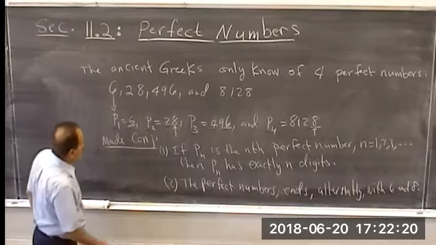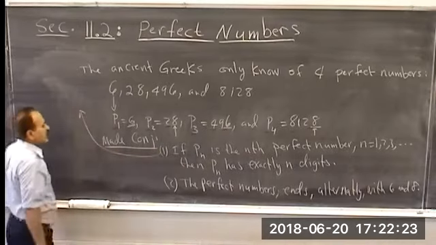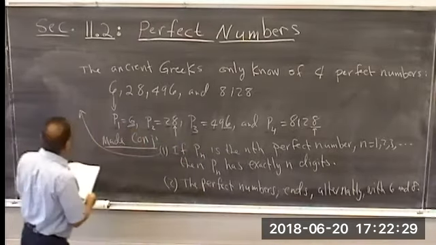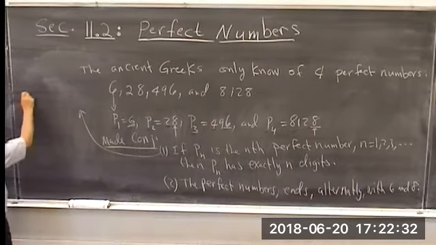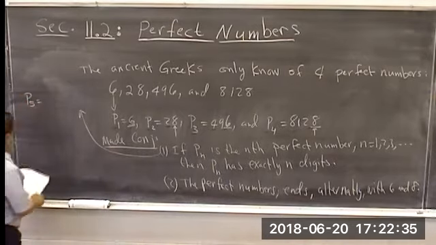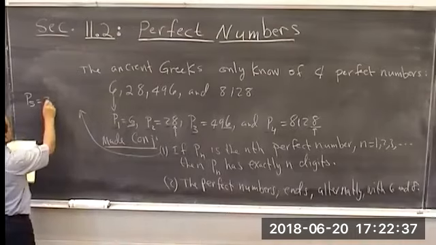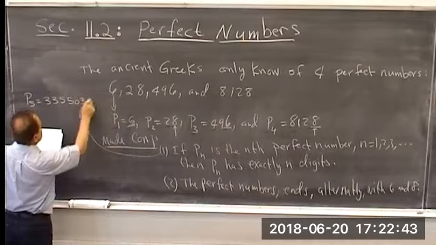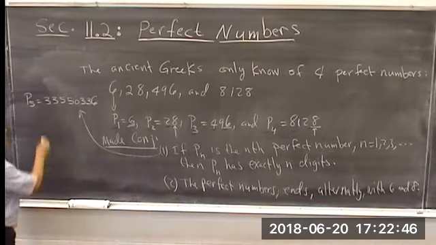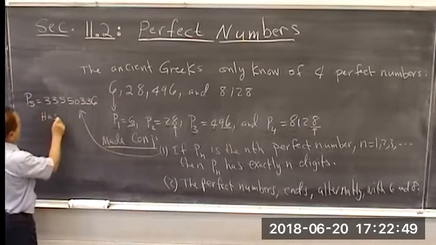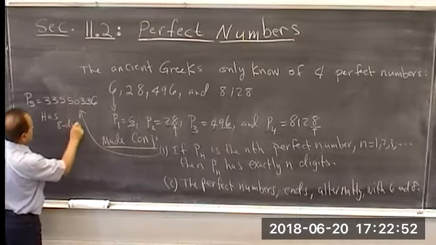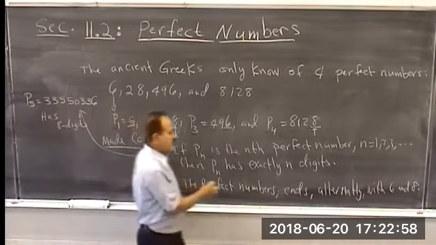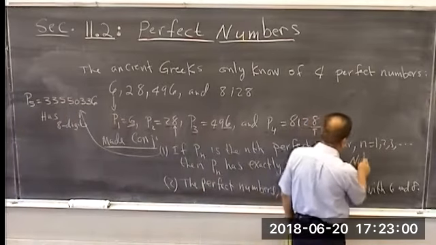So for the first one, it turns out that P5, the 5th perfect number to be discovered, many, many years later, is 33,550,336. This of course has 8 digits, not supposed to be 5. So this conjecture is not correct.